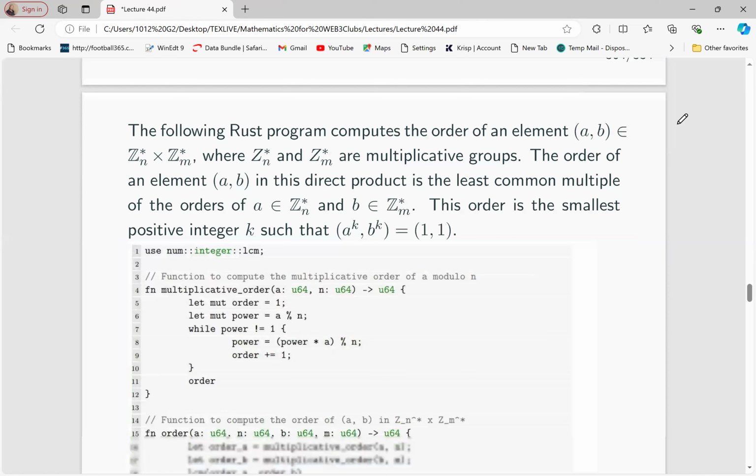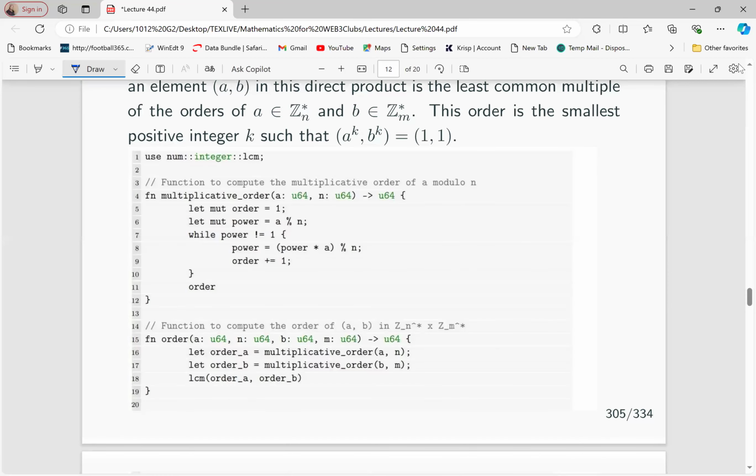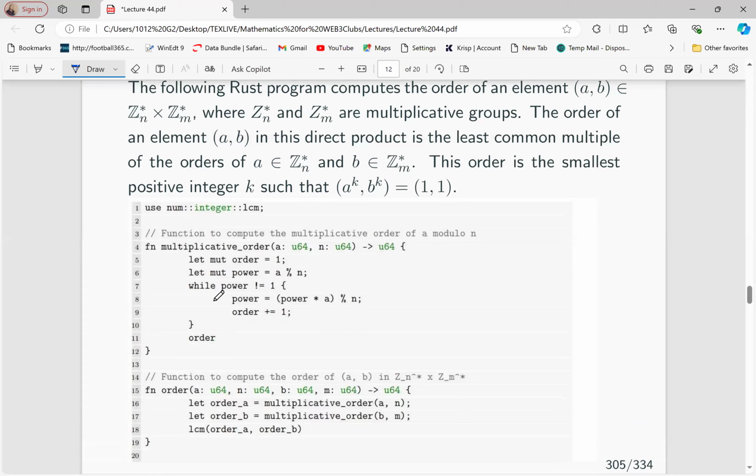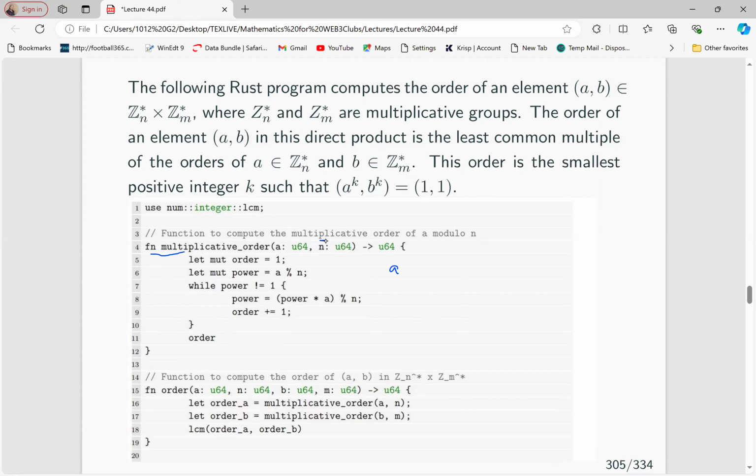Now, the one where there are multiplicative groups is slightly longer, because it has this part, and this part is just to get the order of the element in N. Supposing you have element A in Zn star, it's getting the order of the element here.